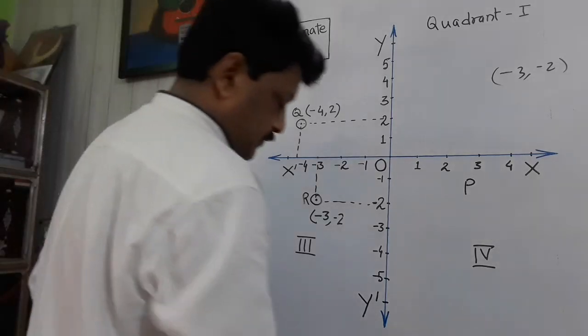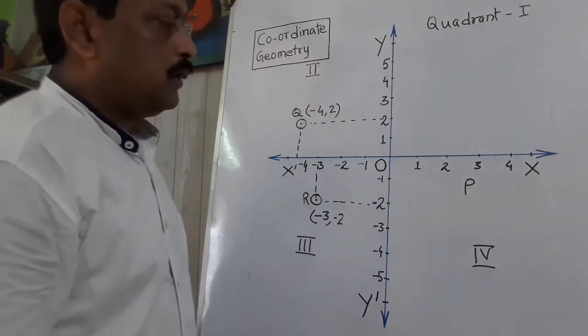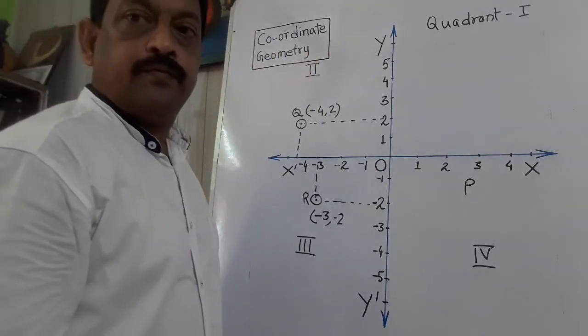Understood? Now take one more point. Let us take 3, minus 5.